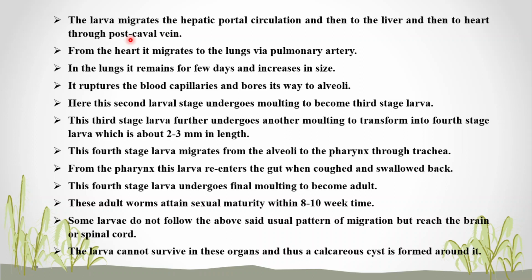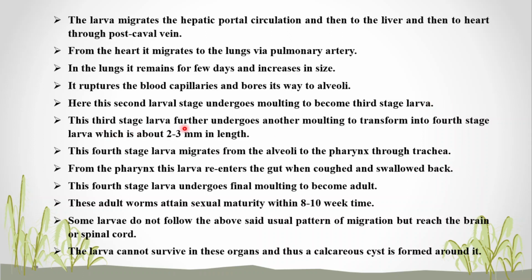It enters the liver. From the liver through the postcaval vein, it enters into the heart. From the heart, it migrates to the lungs via the pulmonary artery. In the lungs, it remains for a few days and increases in size. It ruptures the blood capillaries and bores its way to the alveoli. Here this second larval stage undergoes molting to become the third larval stage.